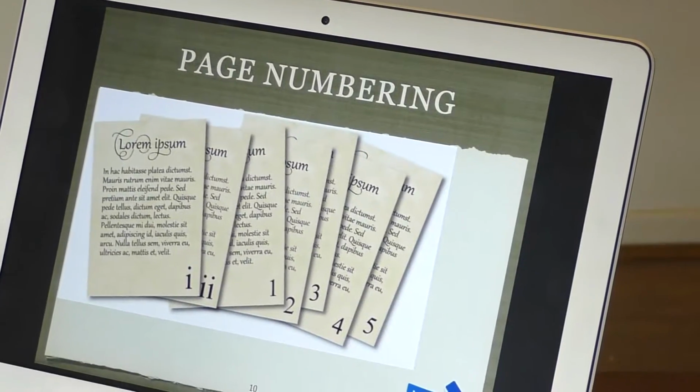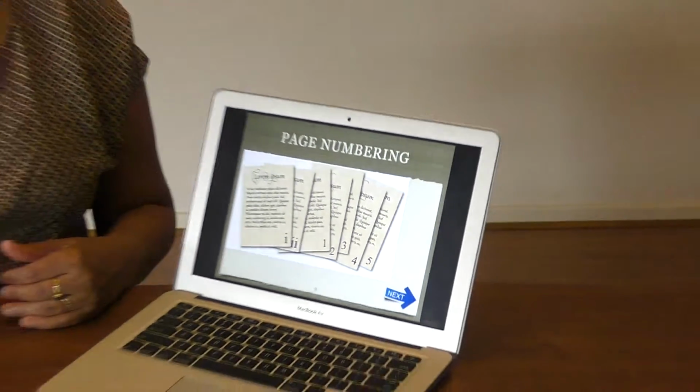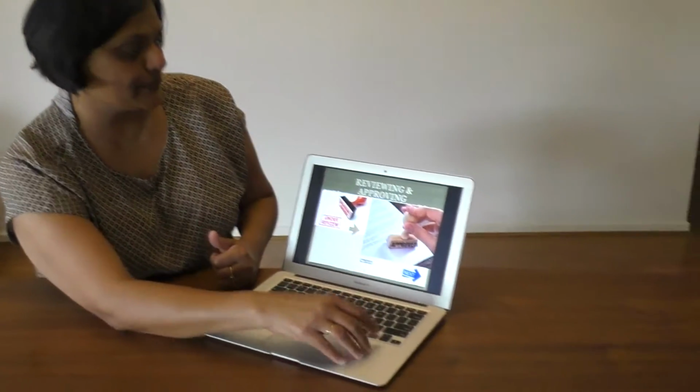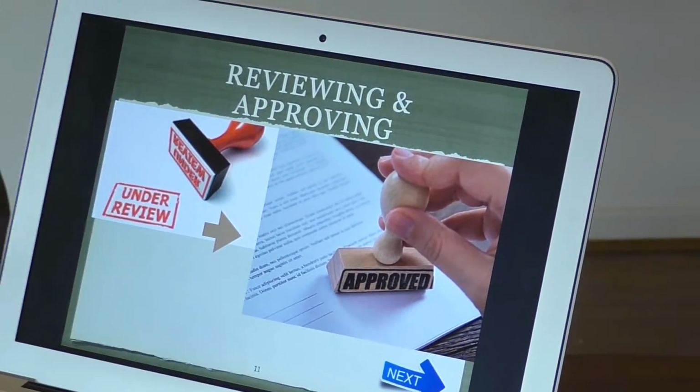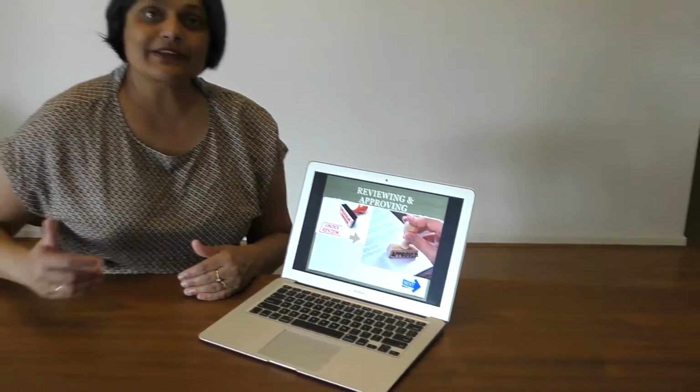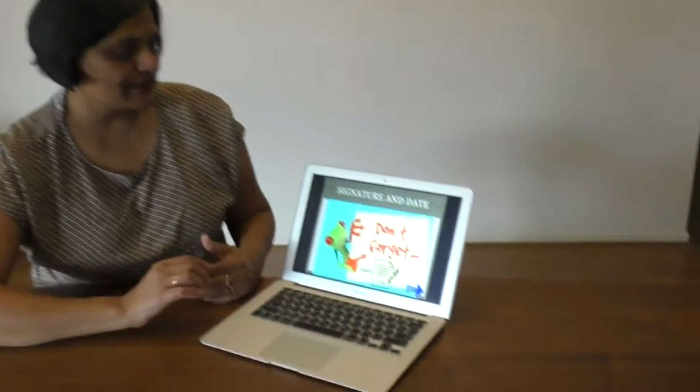Second, another requirement is page numbers in your documents. It is very important that you page number all your documents, so the total document number should be there. Reviewing and approving: once you prepare your documents or enter data, it is important that it be reviewed and approved by another person, maybe senior management, to check its appropriateness and correctness.